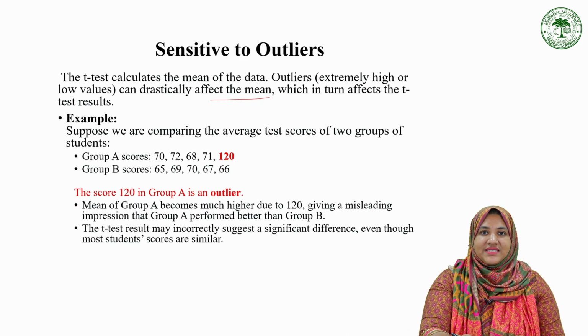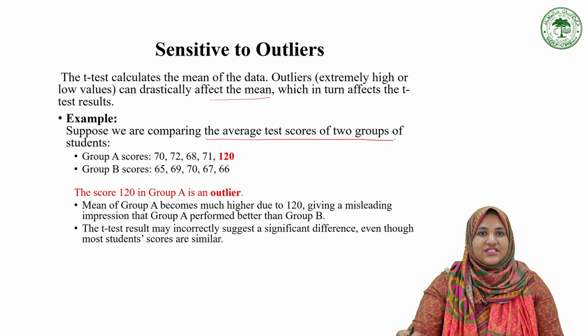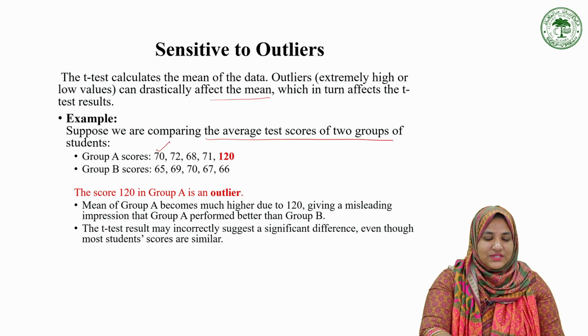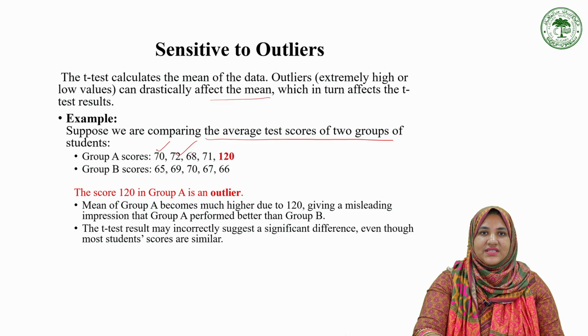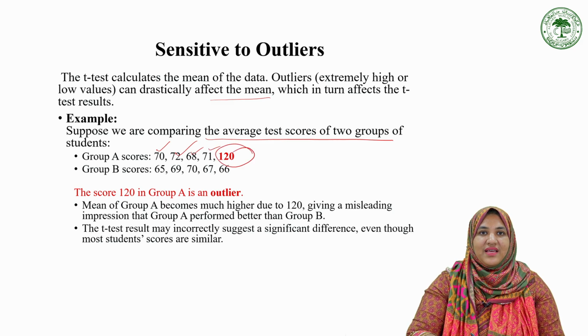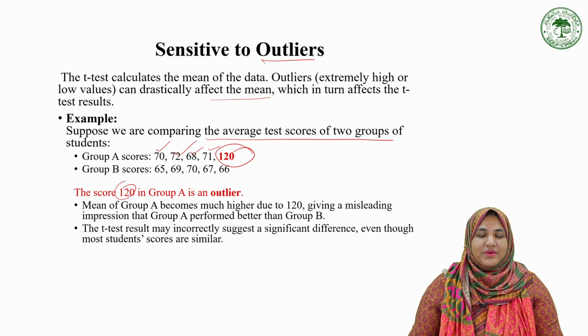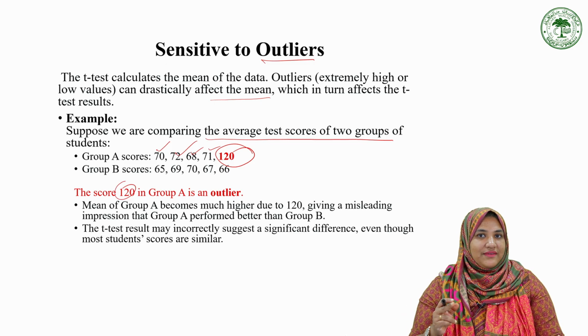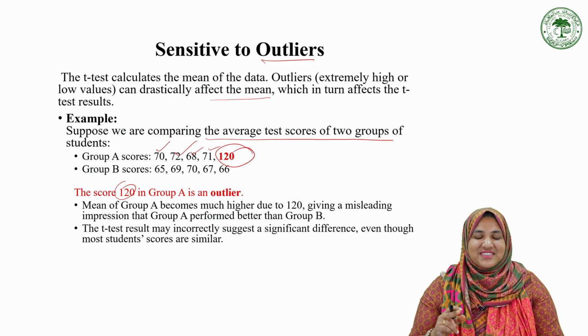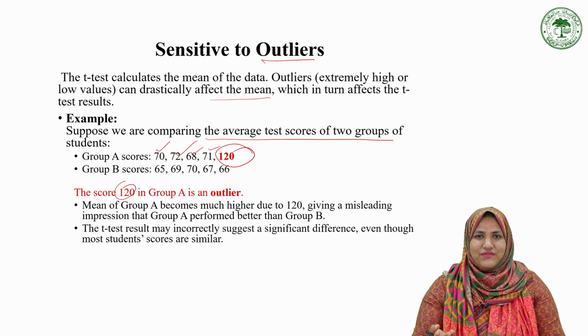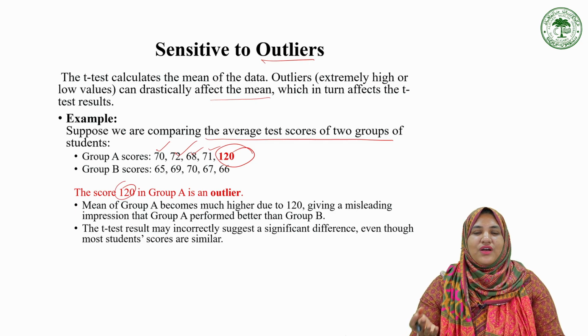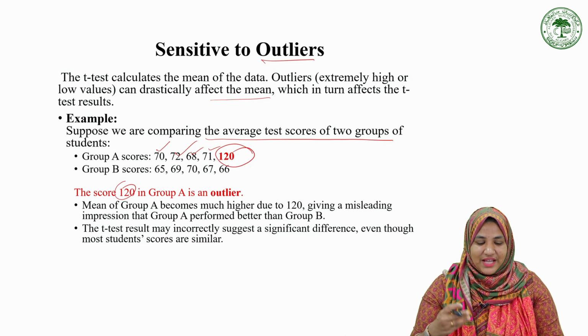So here, for example, suppose we are comparing the average test scores of two groups. Here, the values of group A are 70, 72, 68 and 70, but one is 120. Here, the score 120 is considered an outlier, isn't it? Because that is extremely high. We have already discussed data transformation in the last classes, using square root transformation and various other methods. If you want, you can go for that, but still, if we are not going for any kind of data transformation, of course it may affect the mean and directly it will affect the t-test value also.